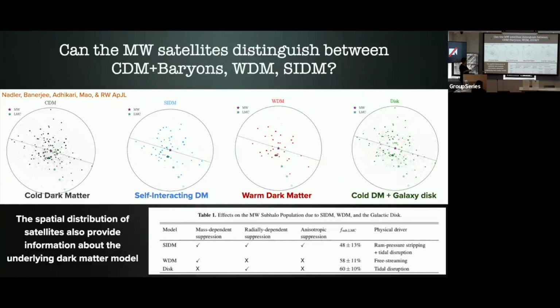So the self-interacting dark matter model, for example, doesn't have the same kind of suppression because the satellites get pre-processed through the self-interactions in the LMC, and so there's fewer of them that would come in as LMC satellites, okay? So the basic point to take away here is that as these measurements get better, we may actually be able to distinguish between these different kinds of models that have different effects.